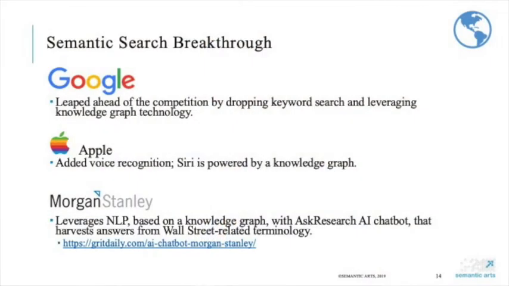Semantic search breakthrough. Google. How did Google get to be so powerful with their search algorithm? People know the answer to this one? They went from keyword search to using a semantic knowledge graph. And all of a sudden, their results were just astoundingly better than anybody else, and all the other search engines were left behind. And the reason for that is that all of the information in a knowledge graph is linked.